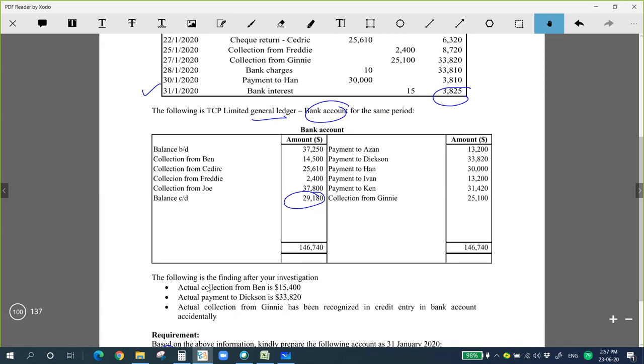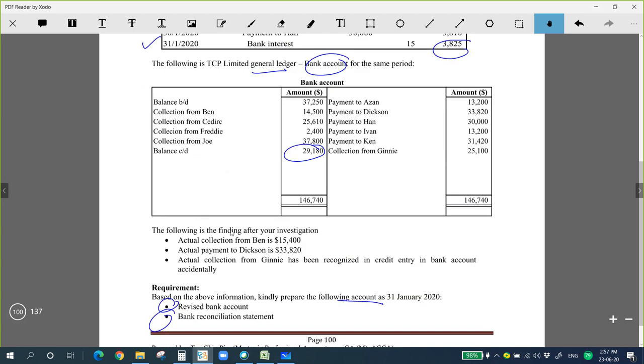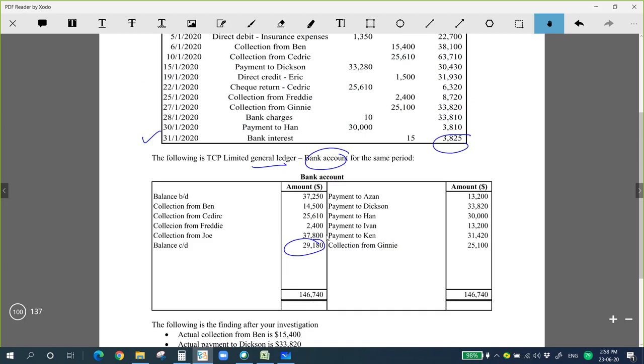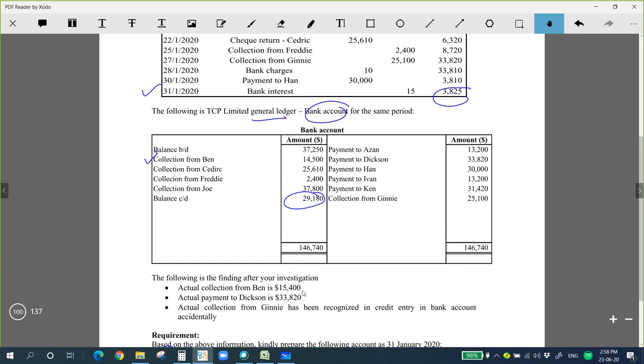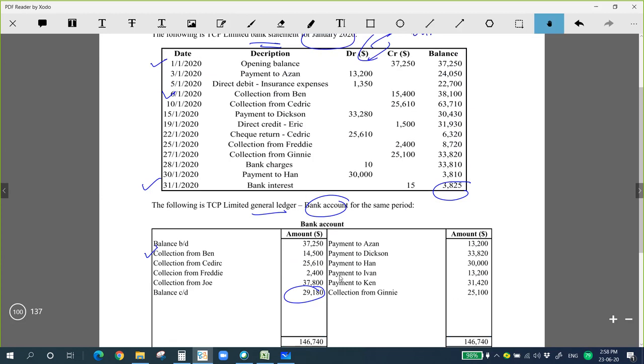So let's look at here first. We identify the finding after the investigation. Actual collection from bank is 15400. So we found out this one and this one. Right? Collection from bank. So which one is the correct one? 15400. Meaning that this amount is correct. Am I right? This amount is correct, and this amount is wrong.